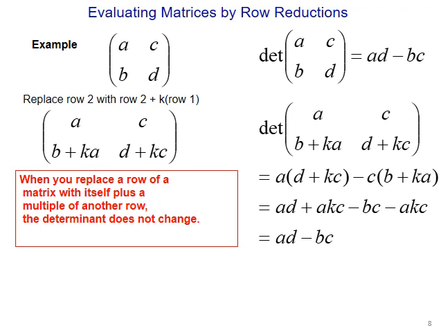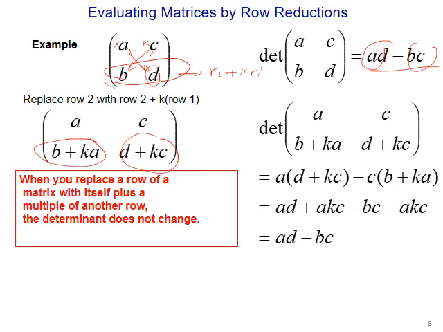This will not change the determinant. Example, this matrix A, B, C, D, if I take the cross product, then I get AD minus BC. This is the result. Let's assume that I will replace row number 2 with row number 2 plus k times row number 1. It means I will multiply by k and add it. It means b plus ka, d plus kc. Will this change the determinant? No, it will not change.